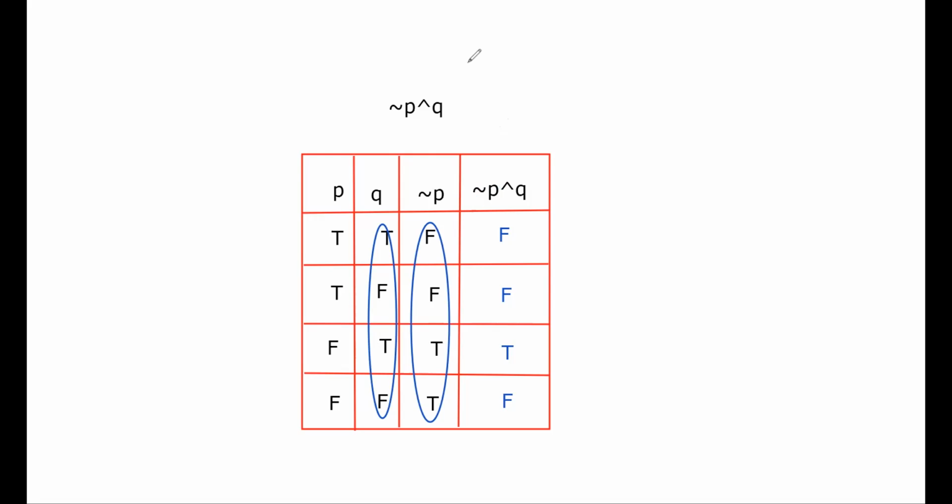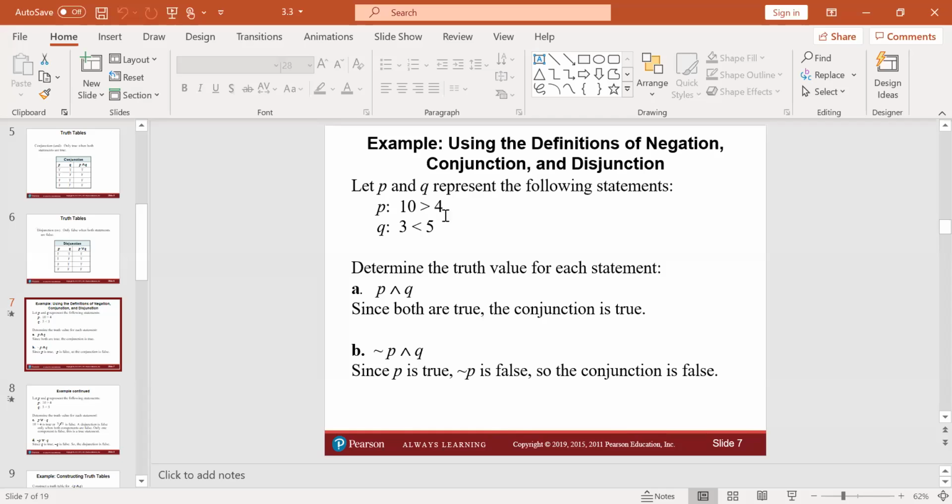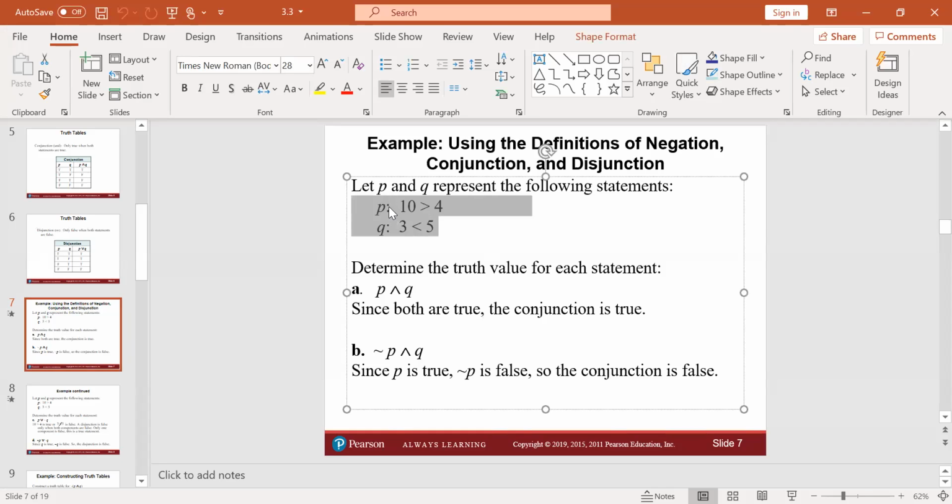So now going back to what we were looking at in the PowerPoint, notice here that we started with the statements P, 10 is greater than 4. Well, this is a true statement. This second statement, Q, 3 is less than 5, also happens to be a true statement. So we have made the full truth table that highlights all the possible combinations of true and false for P and Q. But now we actually know what P and Q are. We can see these are clearly true statements.